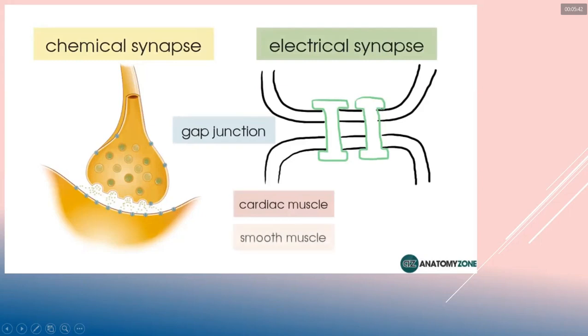Found in cardiac muscle and also in smooth muscle. And the purpose of the electrical gap junction in cardiac muscle is that you get extremely fast conduction.